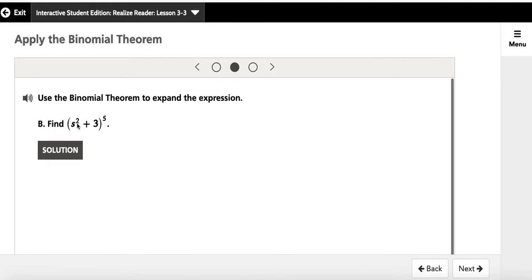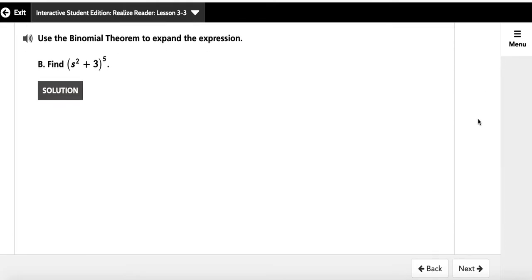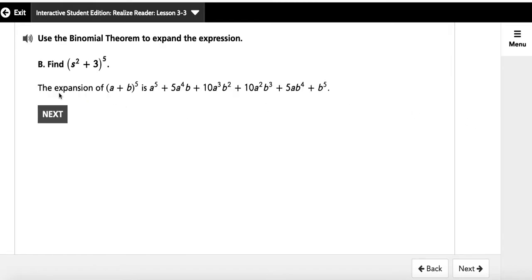We have s squared is the a term, and positive 3 is the b term. This time we want to go to the 5th power. So we're going to use the 5th row of Pascal's triangle for the coefficients. Did they do that? 1, 5, 10, 10, 5, and 1. Yep, those are the coefficients. Notice the decreasing exponents for a, and the increasing exponents for b. And then you just plug those numbers in.